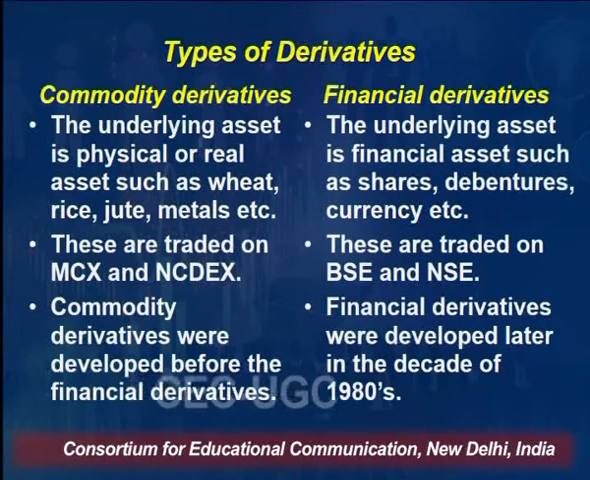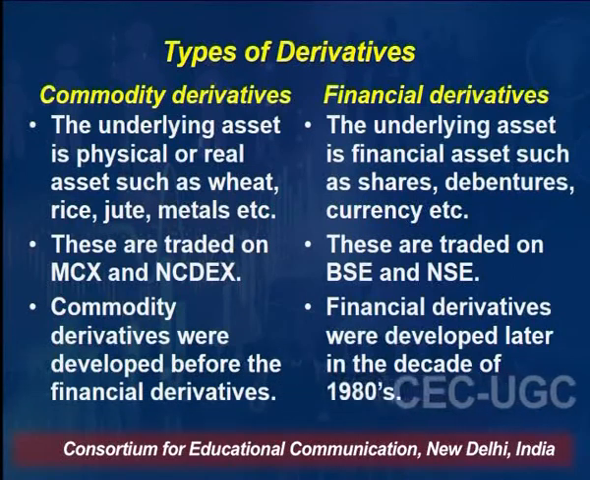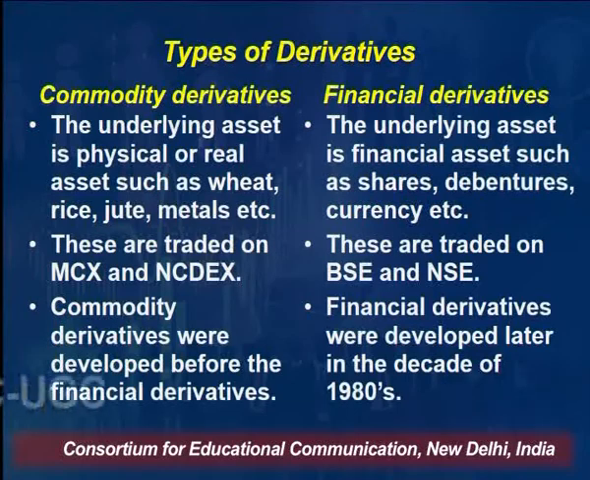If I talk of India, financial derivatives started only in the decade of the 80s, right? So financial derivatives are comparatively new as compared to commodity derivatives. This is basically the difference between commodity derivatives and financial derivatives. Commodity derivatives are mainly for commodities like wheat, rice, gold, silver, and other commodities, and financial derivatives are for financial assets like shares, debentures, index, currency, interest rate, and exchange rate also. So these are called financial derivatives.